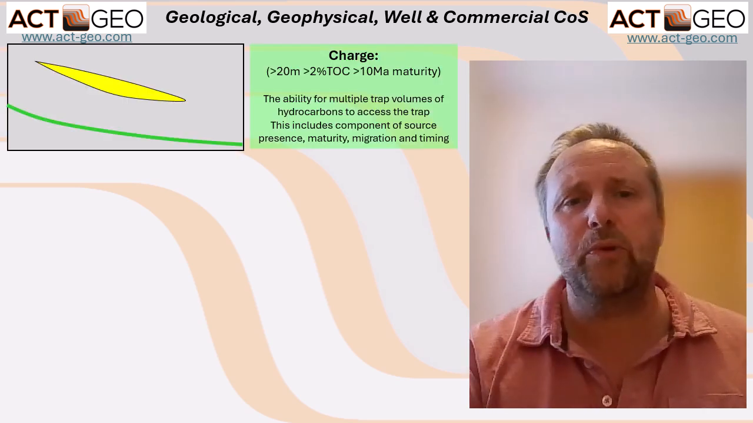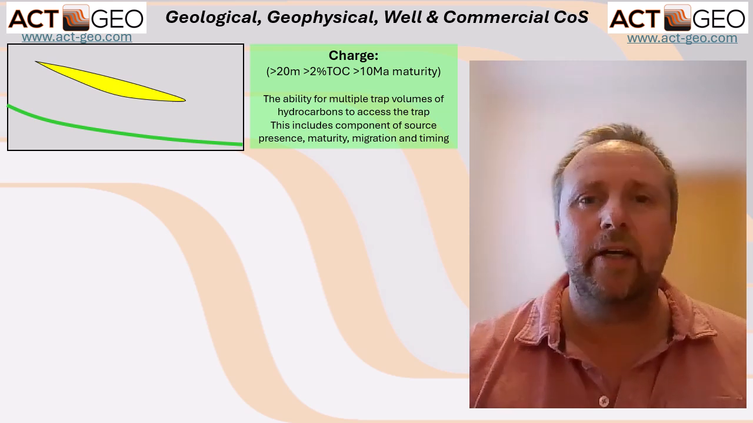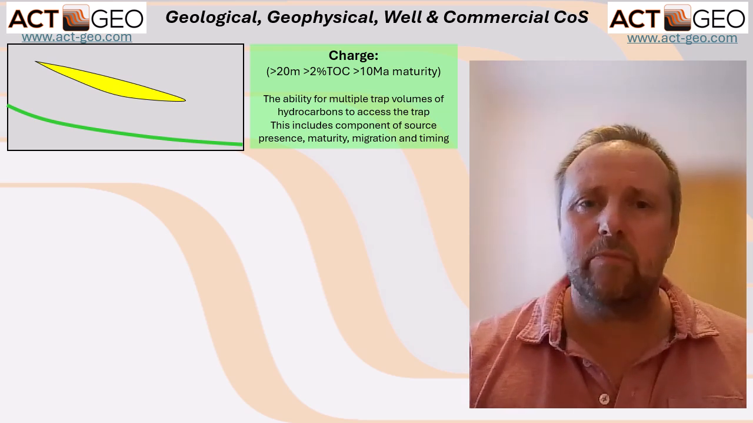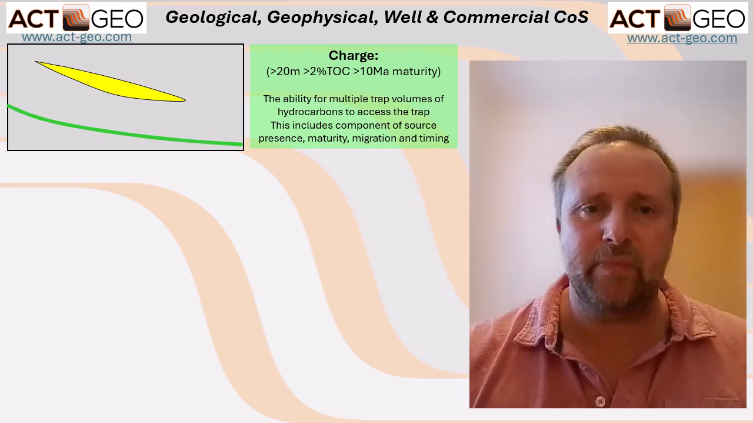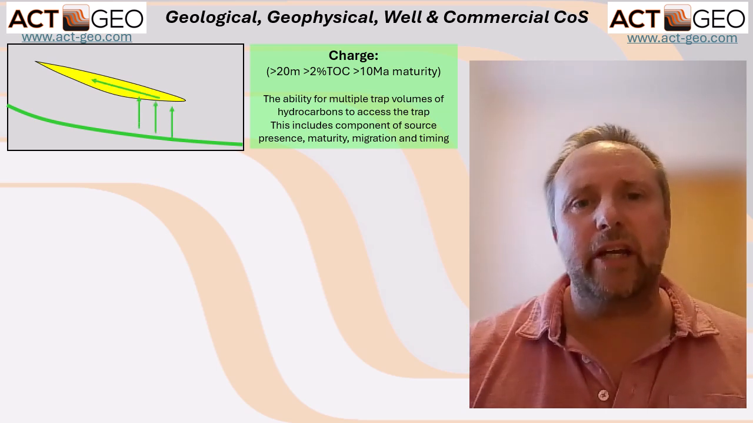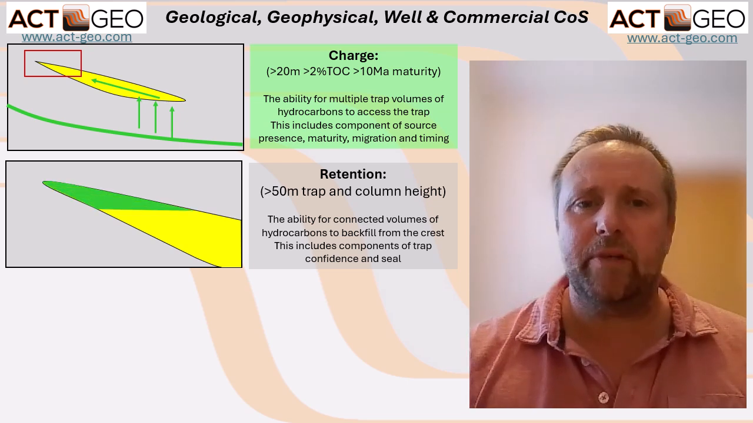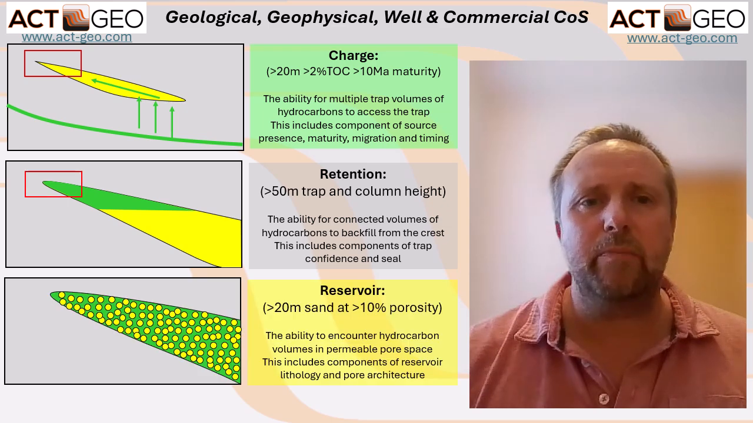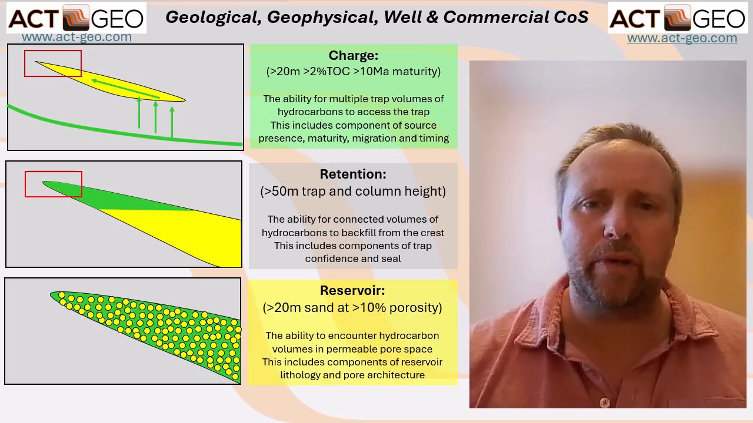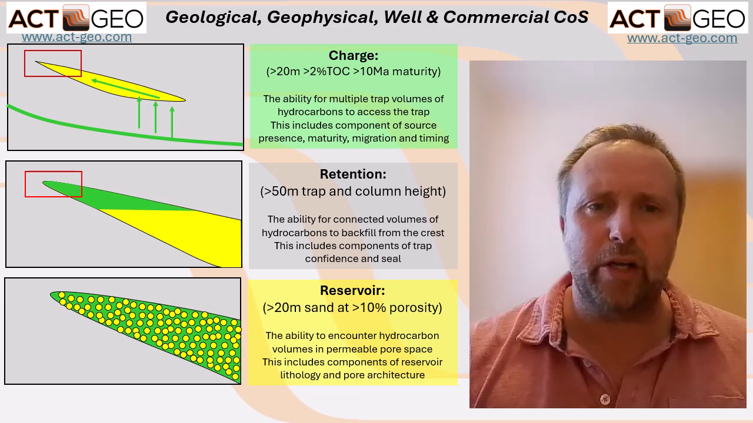This involves the multiplication of all independent geologic risk elements, properly benchmarked against their geological risking minimum. There are a total of 9 independent risk elements, which can be grouped as follows. Charge, which is the ability for multiple trap volumes of hydrocarbons to access the trap. This is composed of the components of source presence, maturity, migration, and timing. Retention, the ability for connected volumes of hydrocarbons to backfill from a trap crest, which is composed of the components of trap and seal. And finally, reservoir, the ability to encounter hydrocarbon volumes in permeable pore spaces, which consists of components of reservoir presence and quality.